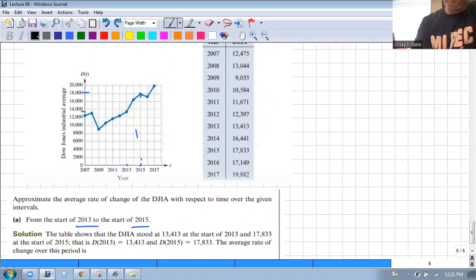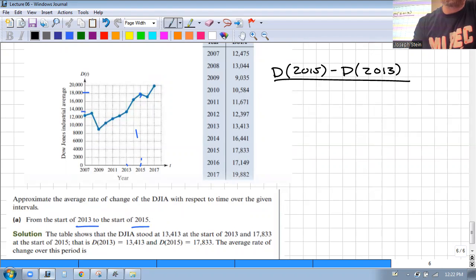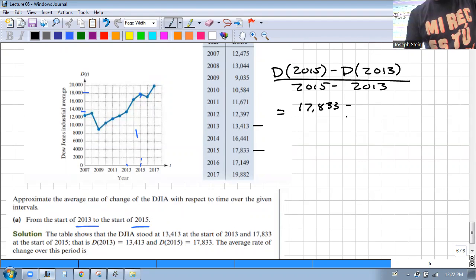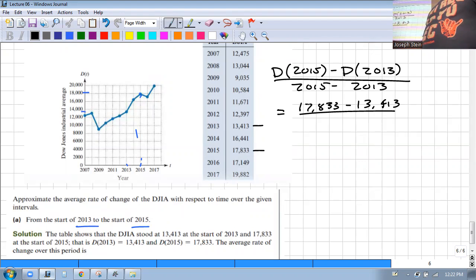I'll call it D for DJIA. So the DJIA at 2015, and the same thing at 2013, and then the difference in the input. All right, difference in output over the difference in input. So at 2015, let's see, here it is. It's 17,833, and at 2013 it was 13,413. 2015 minus 2013 is 2.